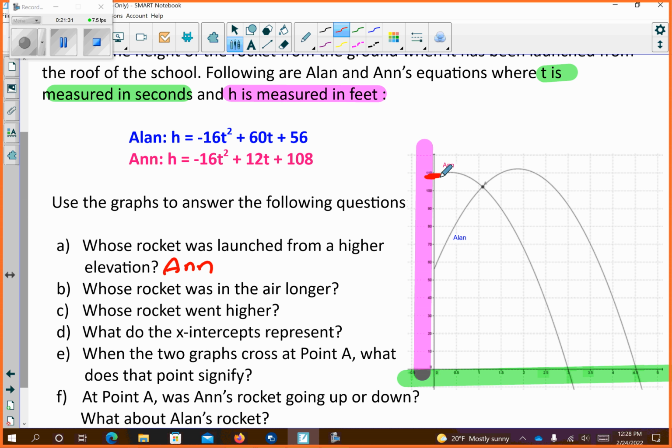Whose rocket was in the air longer? Now, this kind of gets goofy. Remember, t is time. So this is in seconds, 1 second, 2 seconds, 3 seconds, 4 seconds. So whose rocket was in the air longer? Ann's was in the air for about 3 seconds, but Alan's was in the air for 4.5 seconds, an extra second and a half. So Alan's rocket was in the air longer.